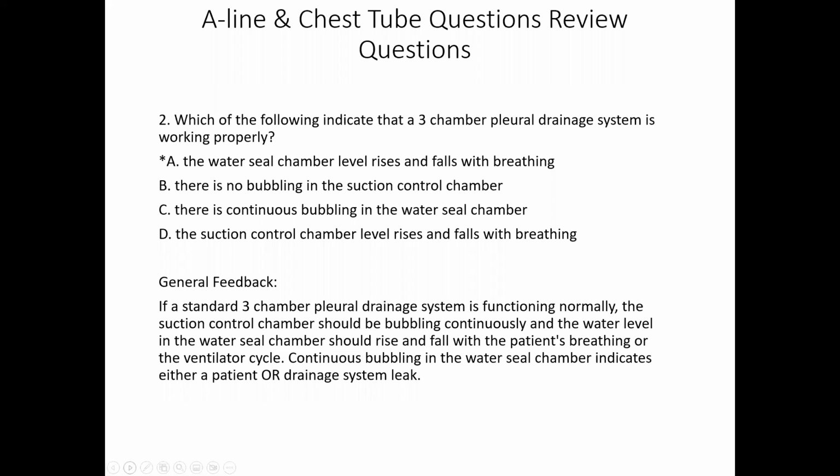Which of the following indicate that a 3-chamber pleural drainage system is working properly? So really saying, the water seal chamber level rises and falls with breathing. So that's the middle one. Okay. There is no bubbling in the suction control chamber where there should be. There's continuous bubbling in the water seal. That's a leak. The suction control chamber rises and falls with breathing. So it's just understanding the basics of the way that these systems operate.